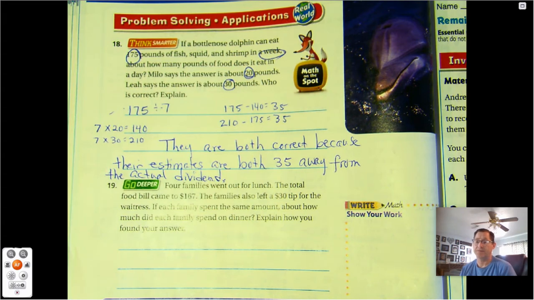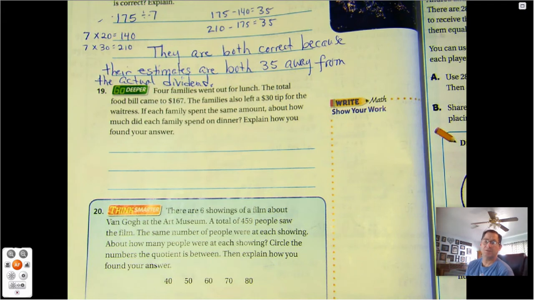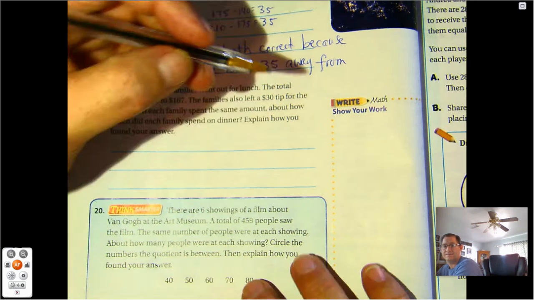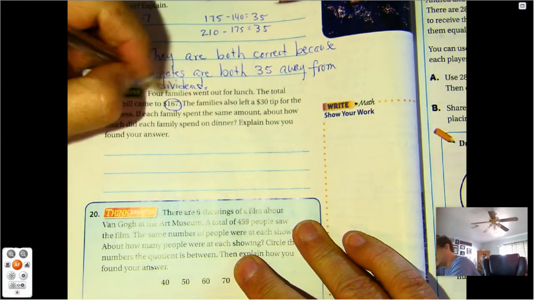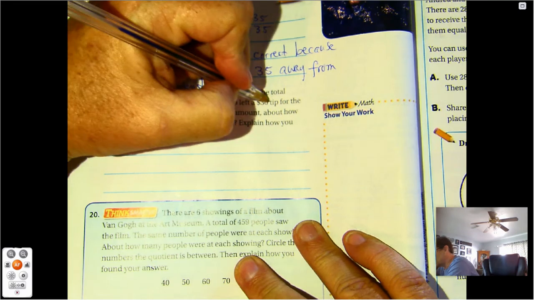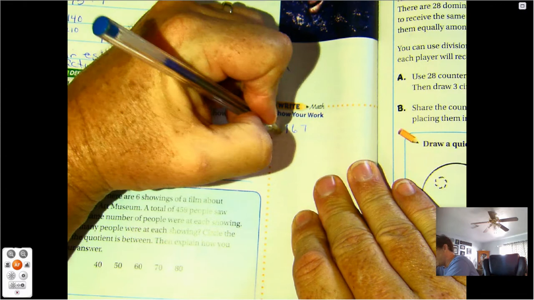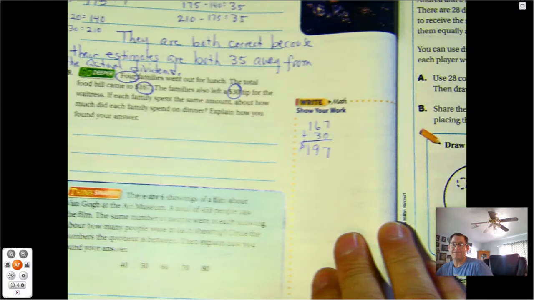19. 4 families went out for lunch. The total food bill came to $167. The families also left a $30 tip for the waitress. If each family spent the same amount, about how much money did each family spend on dinner? And explain how you found your answer. So we have $167. We have 4 families. They also left a $30 tip. So the first thing we need to do is find out how much money they actually did spend. So I came up with $197 that they've spent. So that's $197 divided by 4.